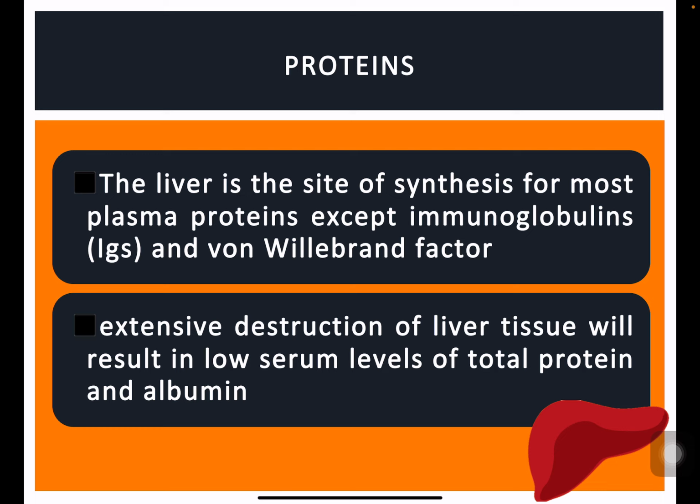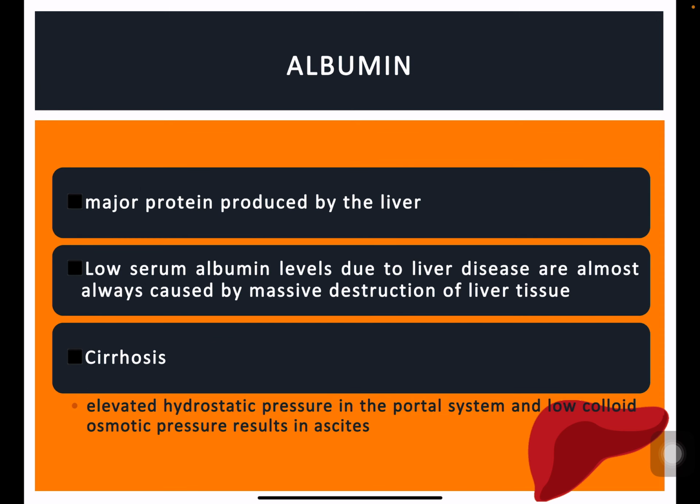So extensive destruction of the liver tissue will result in low serum levels of the proteins, specifically also the albumin levels. So the albumin is the major protein produced by the liver, and low serum albumin levels due to liver disease are almost always caused by massive destruction of the liver tissue. In cirrhosis, elevated hydrostatic pressure in the portal system and low colloid osmotic pressure results in ascites.